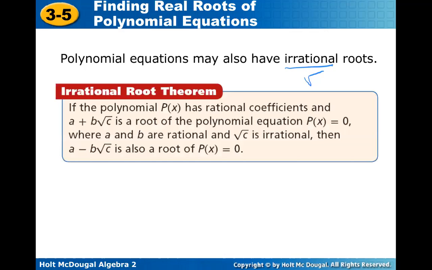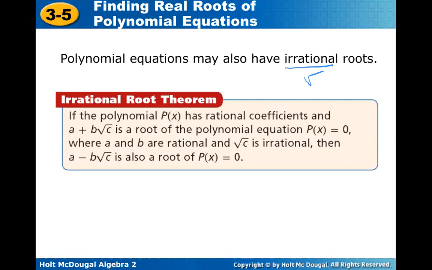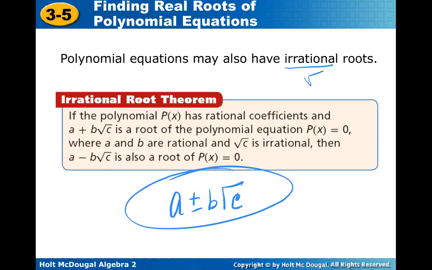Now, if we have irrational roots, those roots have to show up in pairs. So if the polynomial p of x has rational coefficients, and a plus b square root of c is a root of the polynomial equation, then a minus b square root of c is also a root. So irrational roots must show up in pairs like this.